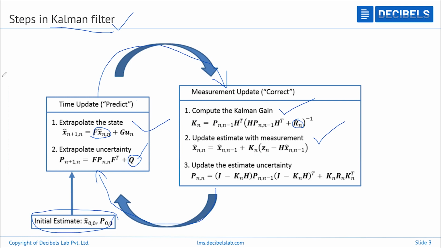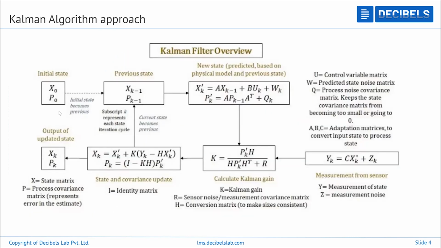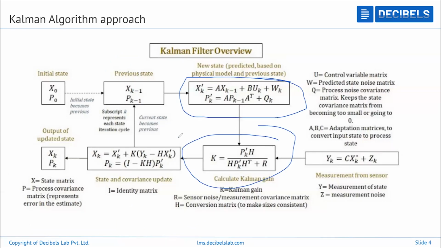So keeping it general, I'll try to explain the steps across the family in general. One is the predict step, one is the Kalman gain estimation, and one is the state update. The predict step is nothing but predicting your state.